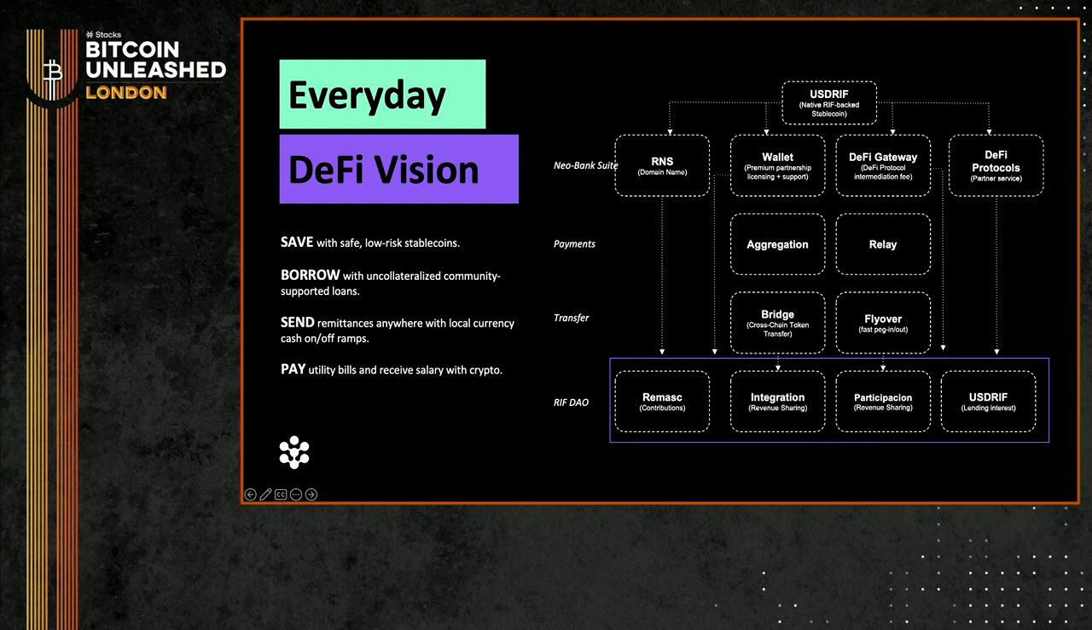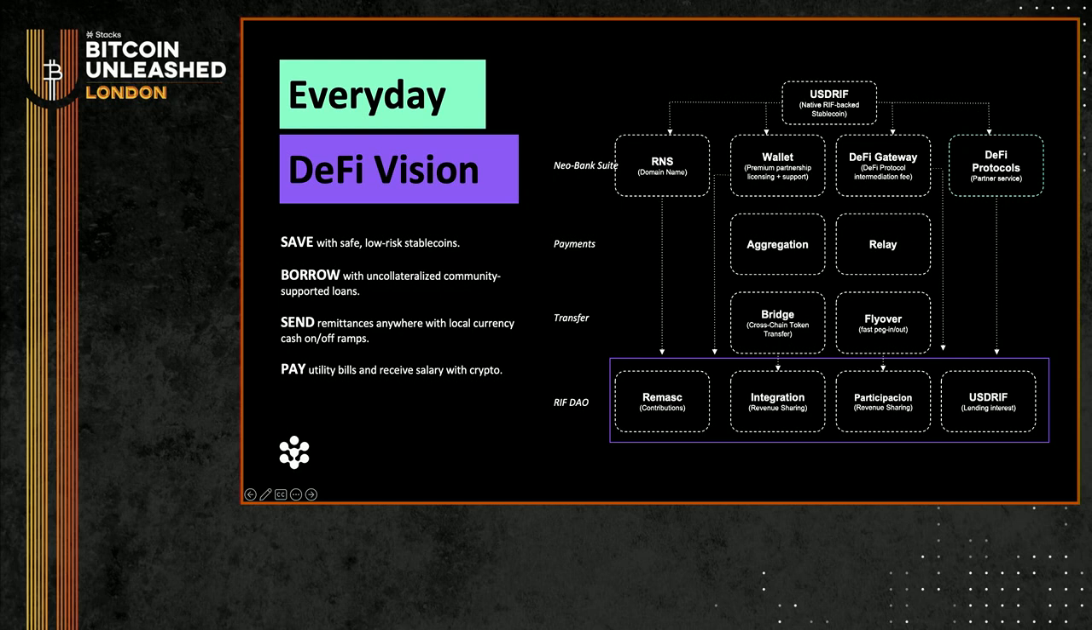This is one of the visions of IOB Labs, which is everyday DeFi. Basically, it's enabling everyone to be able to execute a certain set of financial primitives, which are explained there: saving with low-risk stablecoins, being able to borrow without putting collateral, sending remittances, money overseas, with cash on and off ramps available, and being able to receive your salary in crypto and pay your utility bills using crypto. And on the right, you have the stack of RIF services that enable this.